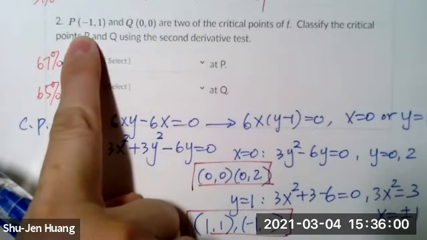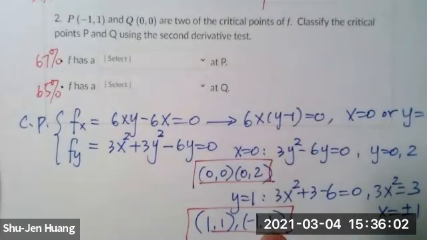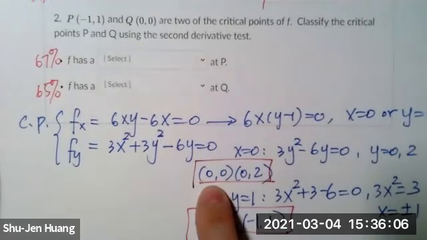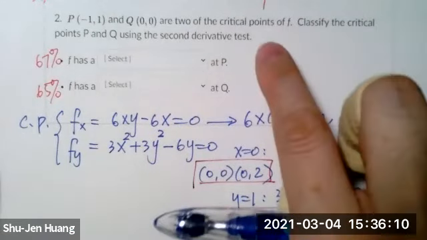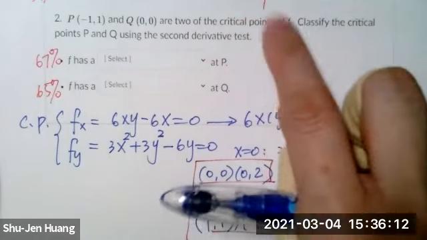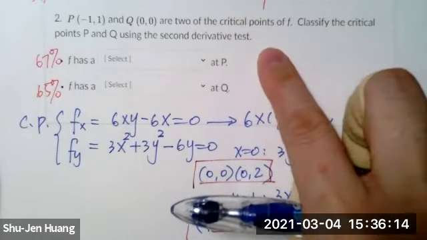P is negative 1 comma 1. That's a critical point. Q is 0 comma 0. That's another critical point. So both of them are critical points, and we want to classify the critical points using the second derivative test.